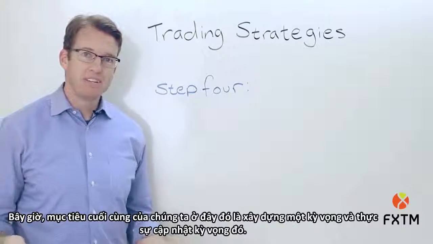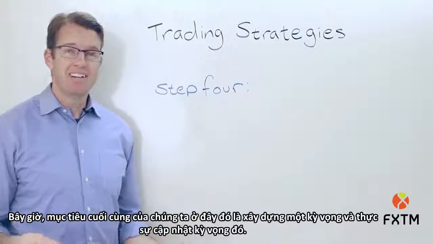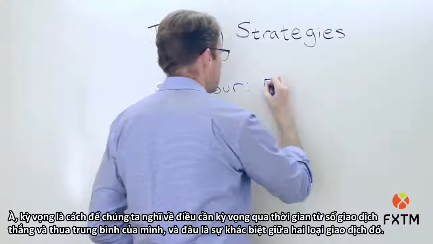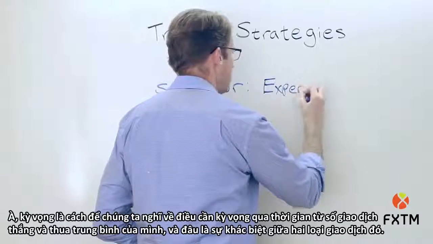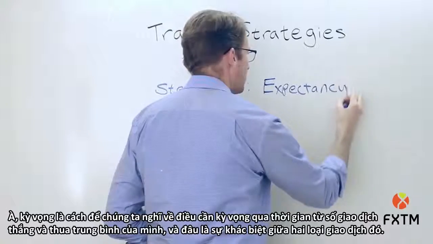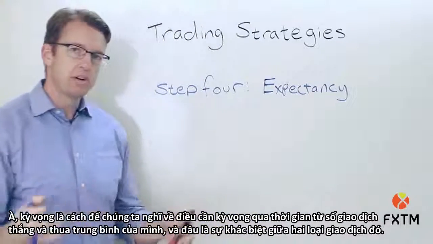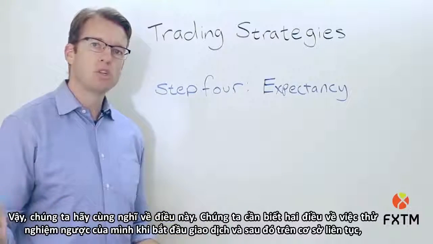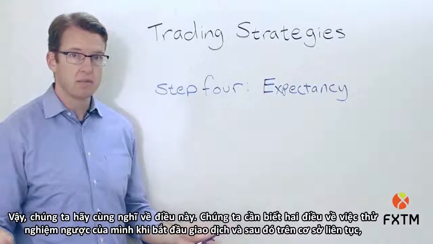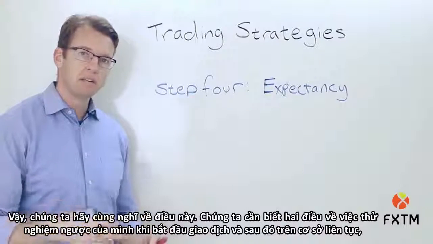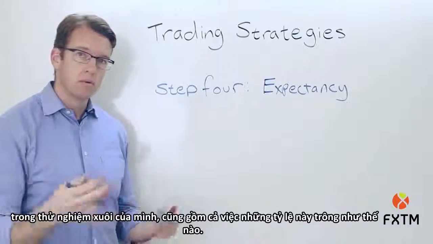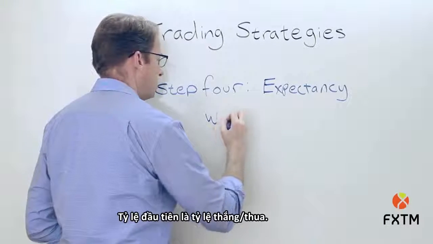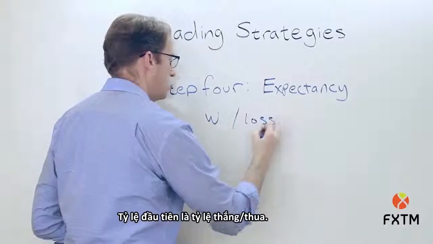Now, our last objective here is to develop an expectancy, and to keep that expectancy up to date. So what does this actually mean? Well, expectancy is a way for us to think about what to expect over time from our average winners and losers, and what's the difference between the two. We need to know two things about at least our back testing when we initially start, and then on an ongoing basis in our forward testing, what are these two ratios looking like. The first one is a win to loss ratio.